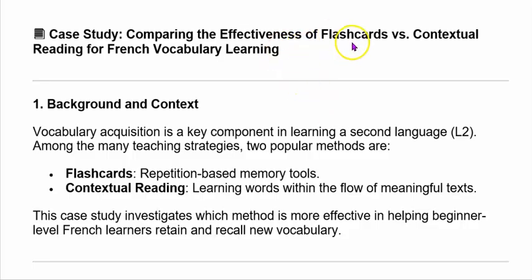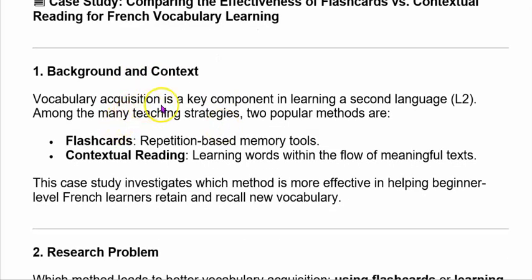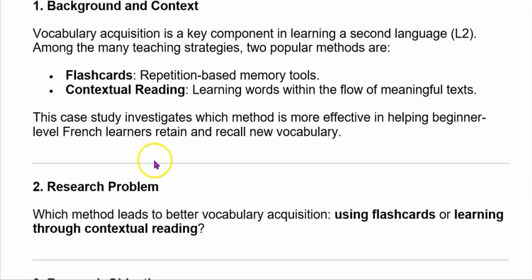Comparing the effectiveness of flashcards versus contextual reading for French vocabulary learning. Background and context. Vocabulary acquisition is a key component in learning a second language. Among the many teaching strategies, two popular methods are flashcards, repetition-based memory tools, and contextual reading, reading words within the flow of meaningful texts. This case study.